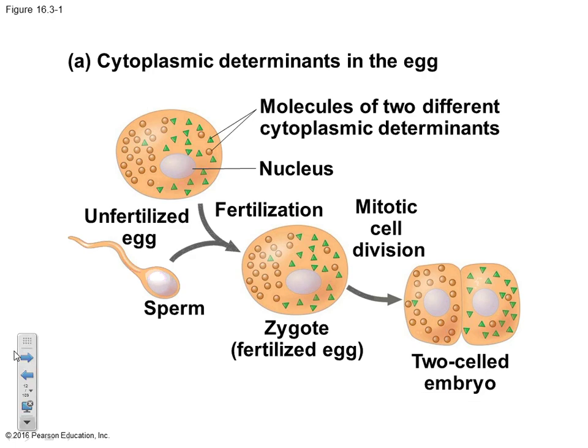So here's an example. You've got your unfertilized egg, and let's say there's two different proteins that are going to cause different kinds of signals. And there's more green triangles on the right, more brown circles on the left. They become fertilized by a sperm. Now you've got a zygote, a fertilized egg, but they're still very uneven. As they go through their first cell division, the left side ends up with more of these browns that are going to give a certain signal, and the right side ends up with more of the greens that are going to give another signal.